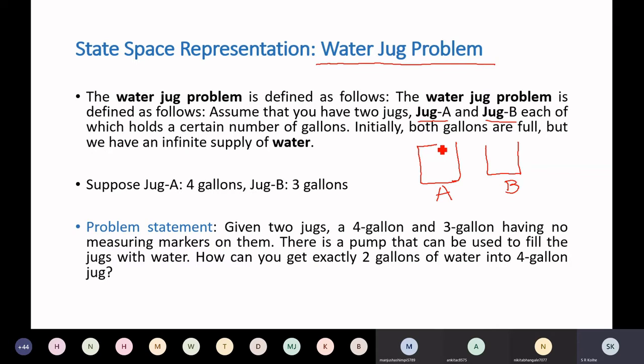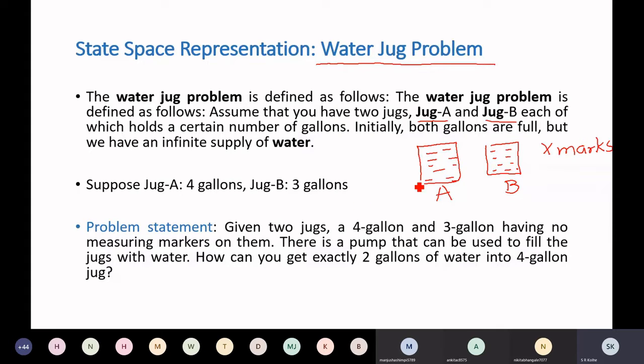There might be a case where initially both jugs are empty, so it's up to you how to define the initial state. That doesn't matter much. Initially assume that both jugs are full. Now, there are no measuring marks on these jugs. That is also given to you. You cannot measure how much water these jugs hold.